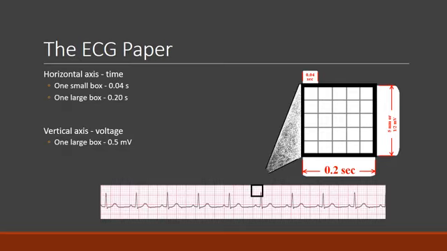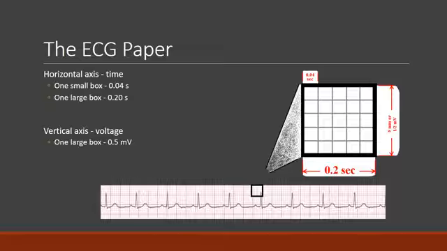You can see here is an example of the EKG paper, and you can see from the drawing that we've got down below, we've got big pink boxes and little pink boxes. Now if we look at what these mean, each of the big pink boxes, as we can see by the big black box here, in terms of time, is equivalent to 0.2 seconds. Each little box then is 1/5 of that, so it would be 0.04 seconds.